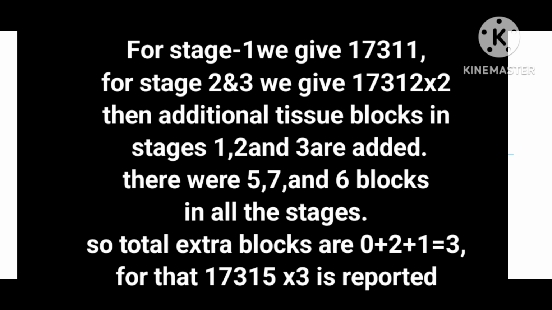In the first stage, there is no extra block. The second stage has 2 extra blocks. The third stage has 1 extra block. Totally, we have 3 blocks, and that is reported as 17315 into 3. Like this only you have to report. So you have to count any additional blocks in any stage apart from the normal 5 tissue blocks. If there are any other blocks in any of the stages, you have to put them under 17315.